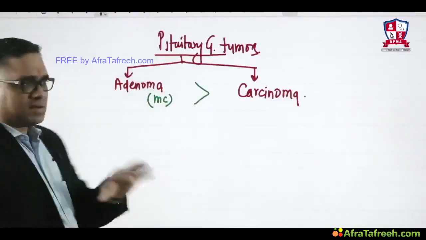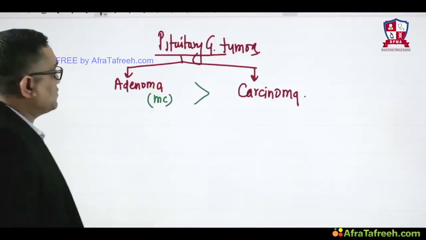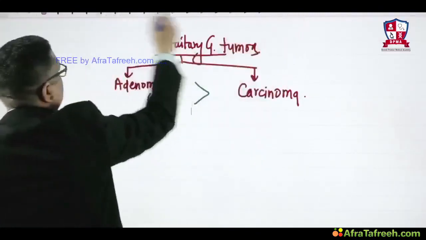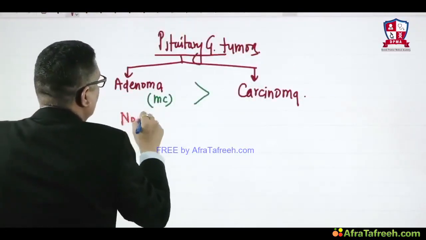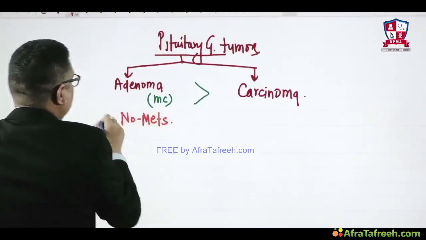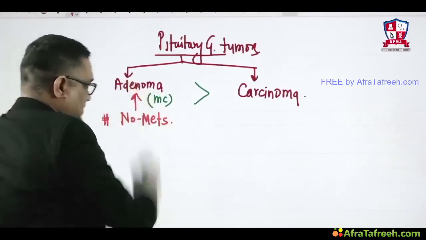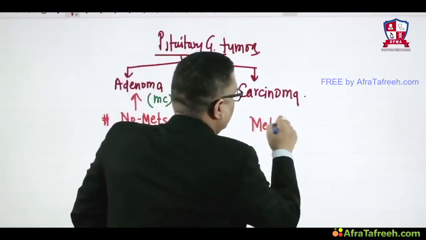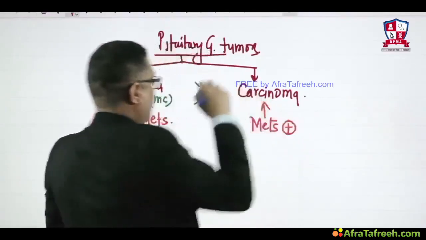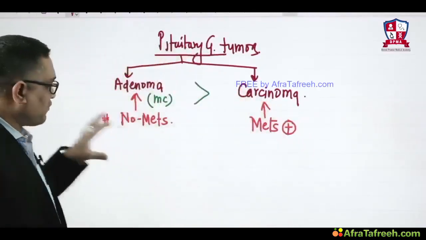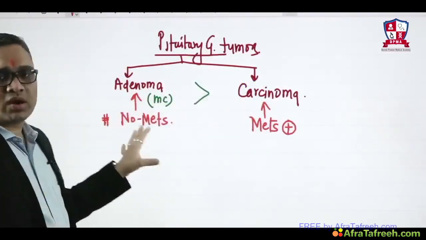So what is the distinguishing feature? How can we say that it is adenoma or carcinoma? It is the mere presence of metastasis. So with pituitary adenoma, when there is no metastasis, that will be called adenoma. Adenoma means there will be no metastasis, and when you find there is a presence of metastasis, that will be considered carcinoma. So that point we have to remember. Adenoma versus carcinoma: if you find metastasis, that will be called carcinoma. If you find no metastasis, that will be called adenoma.